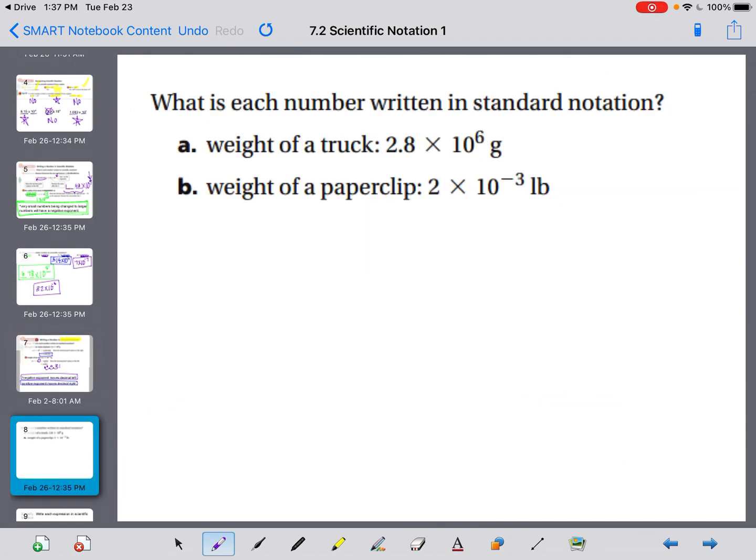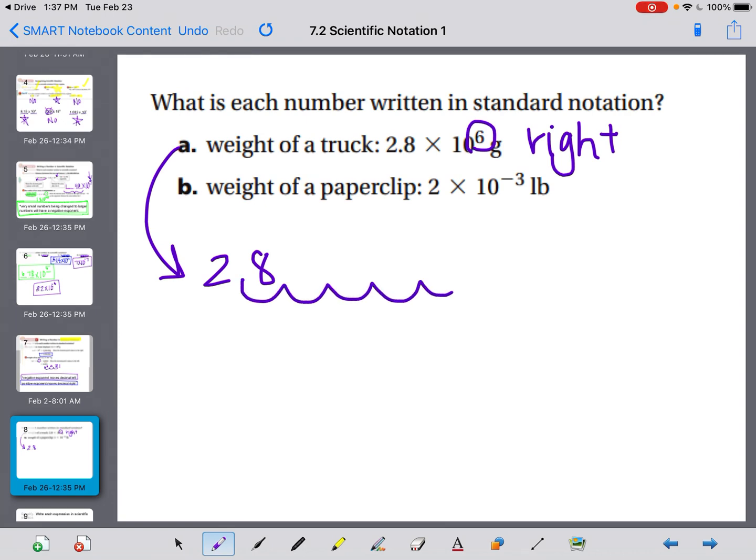Okay, we're going to practice that with these two. Letter A, because this is a positive number, we're moving our decimal to the right 6 places. So 2.8, move our decimal 1, 2, 3, 4, 5, 6 places. Fill all of these in with zeros. And my number would be 2,800,000.